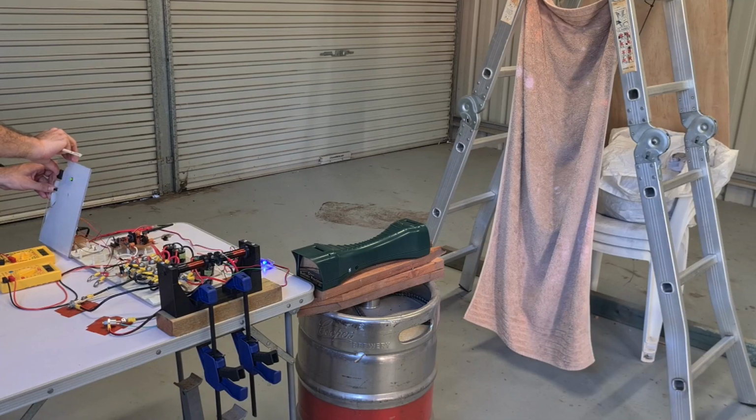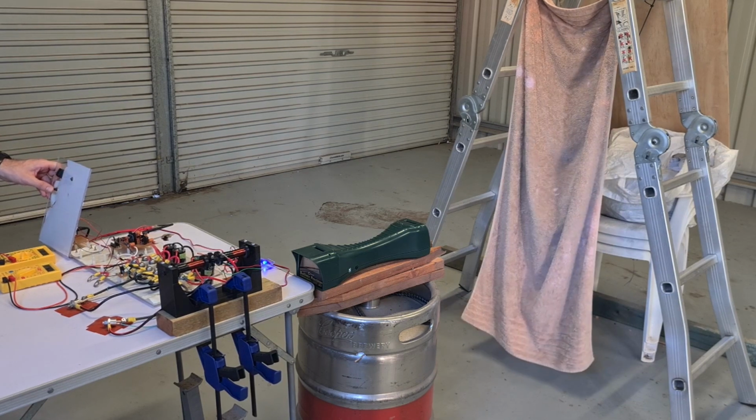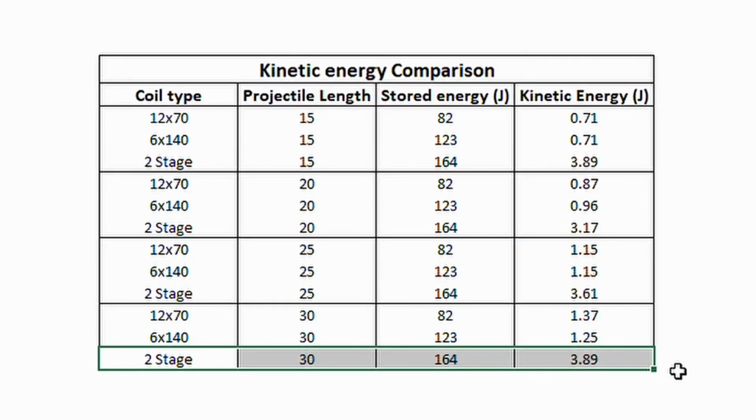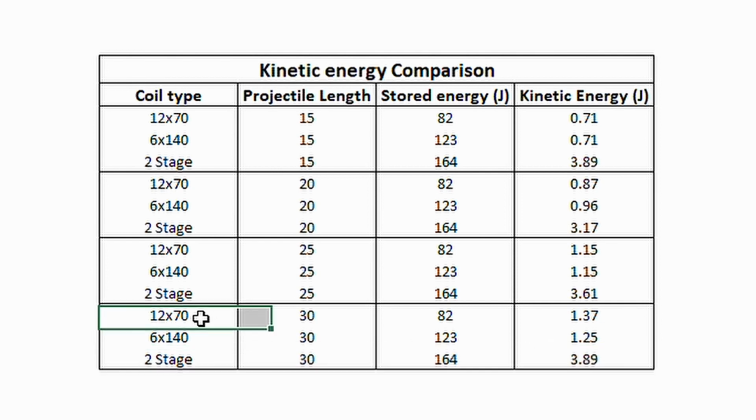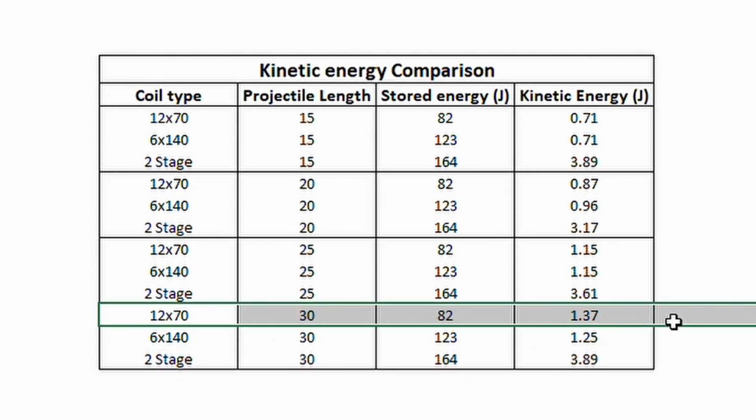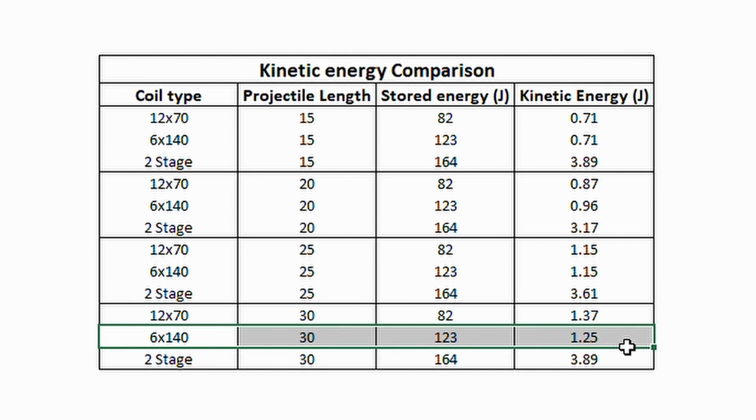The highest kinetic energy of 3.89 joules was achieved with the two-stage design. 82 joules of energy was stored in each capacitor bank and using the 30mm long projectile. When using the 30mm long projectile, the 12 by 70 coil achieved 1.37 joules with 82 joules of energy in the capacitor bank, and the 6 by 140 coil only got 1.25 joules with 123 joules stored in the capacitors.